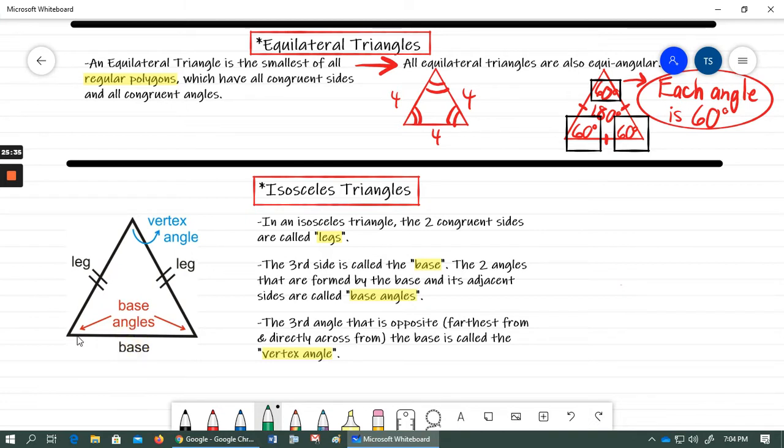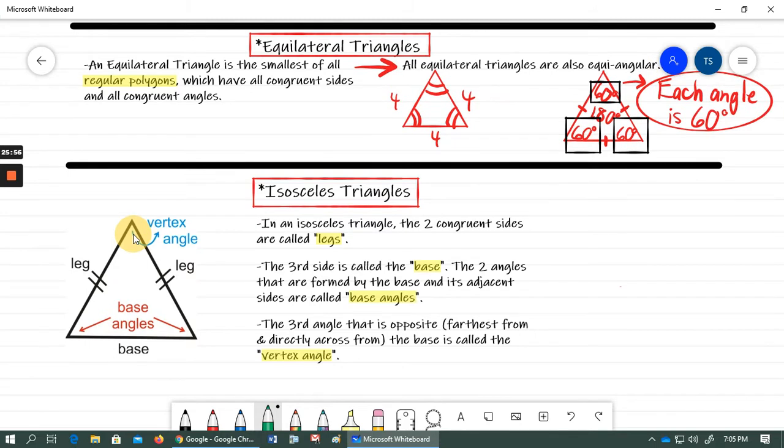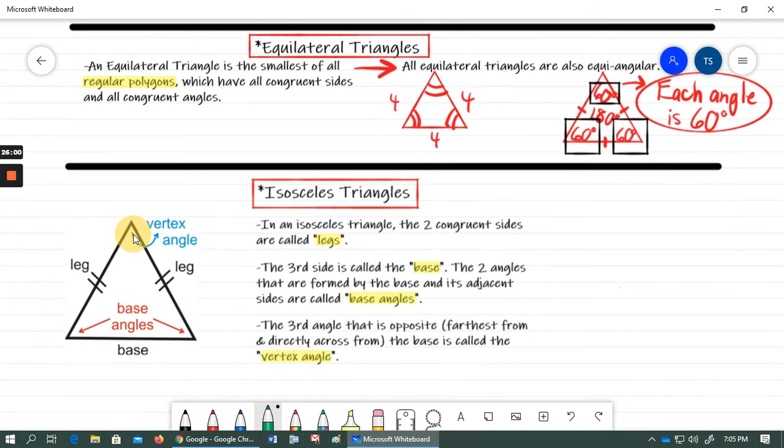And then we've got your two base angles, which are those two angles that are the closest to the base and that are formed by the base and its adjacent sides. And then guys, we have that third angle in an isosceles triangle that is opposite from that base, or in other words, it's the farthest from that base and directly across from the base. And that third angle is called the vertex angle.